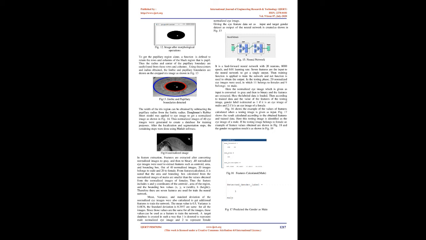To obtain the pupil region, the cropped image is binarized using thresholding. Morphological closing, eroding, and opening are applied on the image to get the pupillary region, as in Fig. 12. To get the pupillary region alone, a function is defined to return the rows and columns of the black region, that is the pupil. Thus the radius and center of the pupillary boundary are easily found from these rows and columns. Using these centers and radii, the limbic and pupillary boundaries are drawn on the cropped iris image as shown in Fig. 13. The width of the iris region can be obtained by subtracting the pupillary radius from the limbic radius.